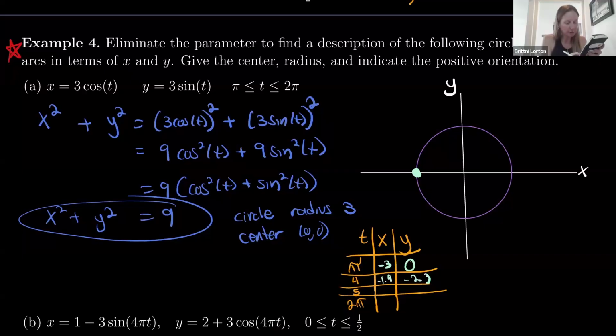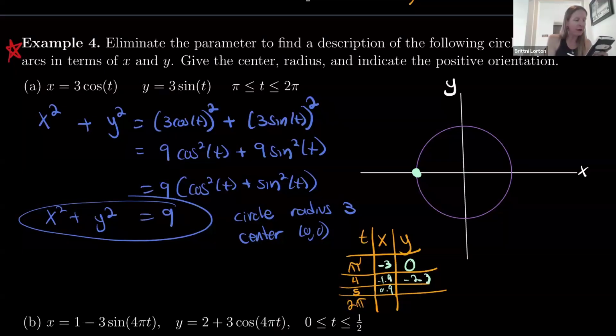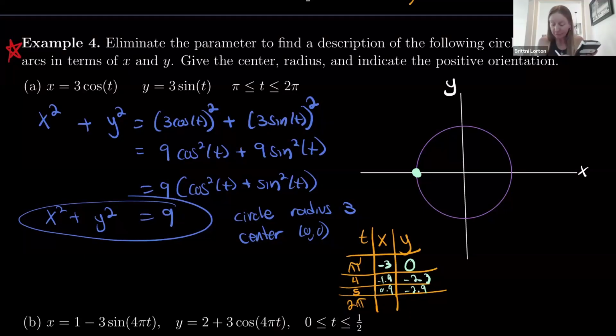And then I'm going to do the same thing. So I got 3 cosine of 5, and I got 0.9. And then 3 sine of 5, and I got -2.9. Sorry for the sloppy handwriting there. And then if I plugged in 2 pi, I ended up with 3, 0.